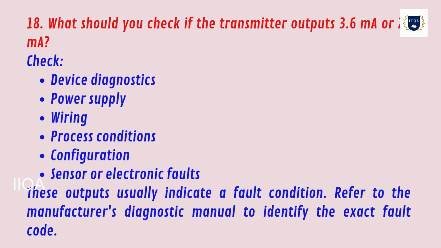What should you check if the transmitter outputs 3.6 mA or 22 mA? Check device diagnostics, power supply, wiring, process conditions, configuration, sensor or electronic faults. These outputs usually indicate a fault condition. Refer to the manufacturer's diagnostic manual to identify the exact fault code.